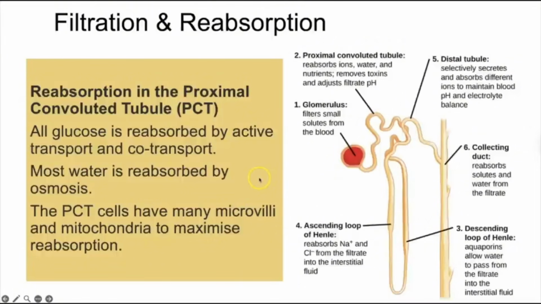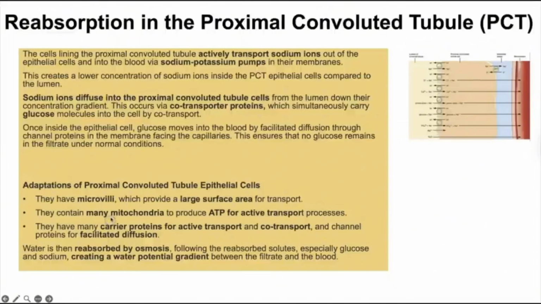Then we have the selective reabsorption. So all glucose is reabsorbed by active and co-transport, and most water is reabsorbed by osmosis at this stage. The proximal convoluted tubule, which it says PCT here, do not abbreviate that in the exam. It is not an accepted abbreviation. The proximal convoluted tubule cells have many microvilli and mitochondria to maximize this active transport and co-transport. So those cells lining the proximal convoluted tubule actively transport sodium ions out of the epithelial cells into the blood via sodium-potassium pump.